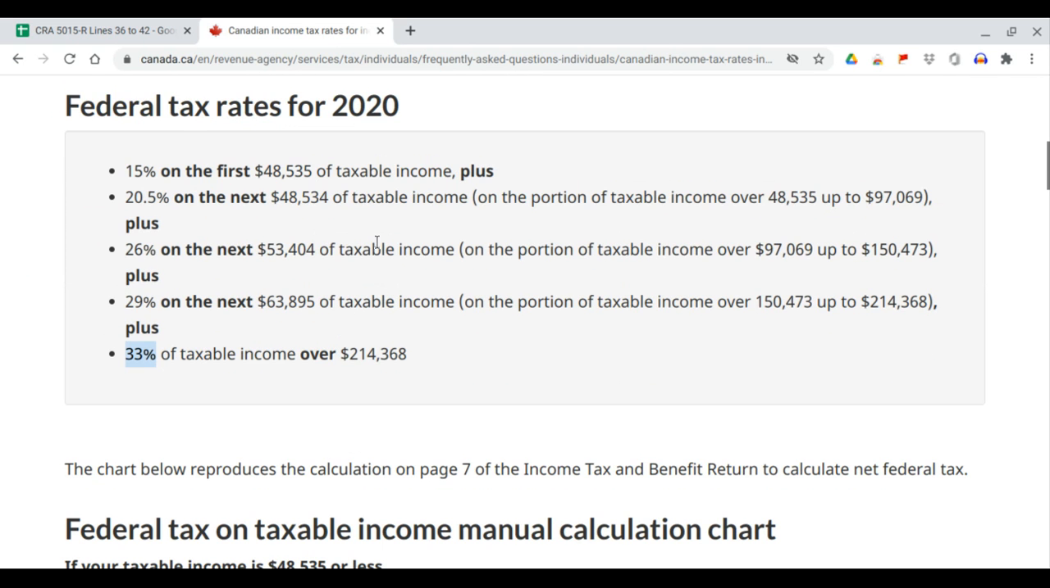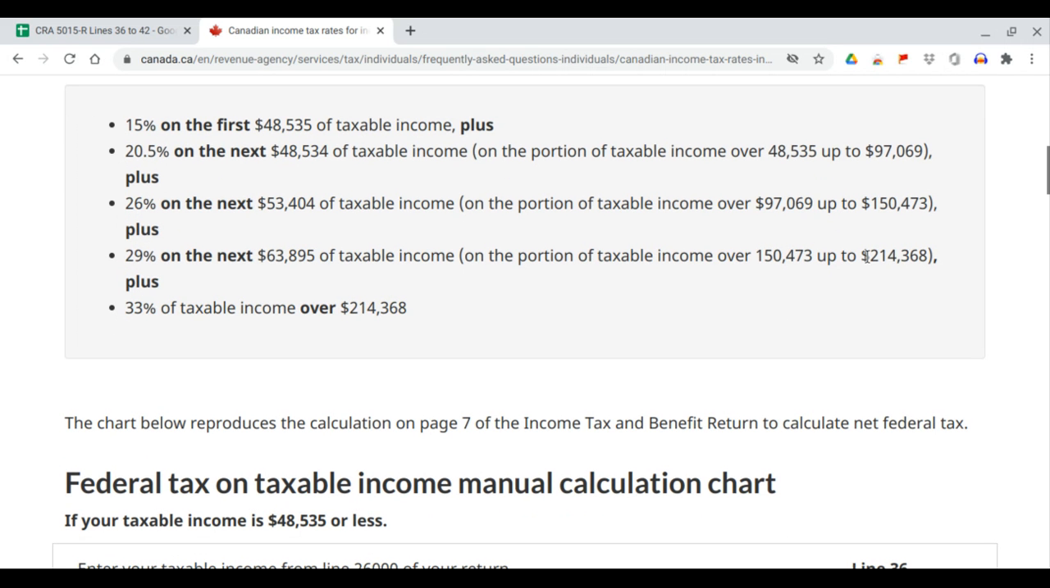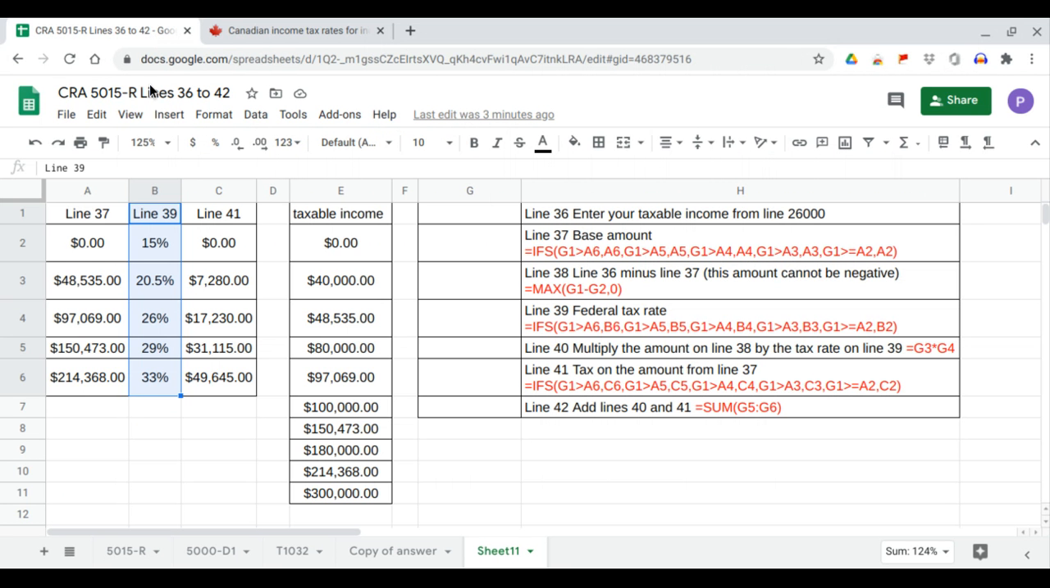And followed by the brackets, which is first 48,535 up to 97,069 up to 150,473 until 240,368, and all these make up line 37.